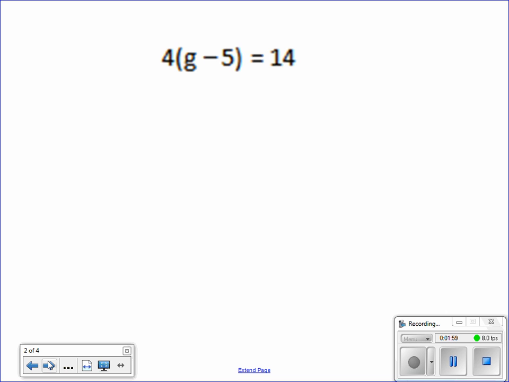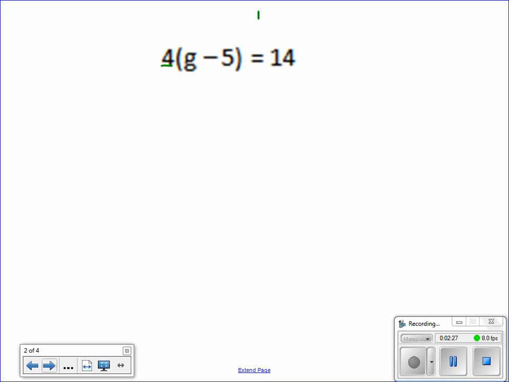All right, I cannot solve this right now because I'd have to simplify what's in the parentheses, and I cannot simplify g minus 5. I don't know what g is. So I really need to get rid of that parentheses. And by the way, you cannot add 5 to both sides right now, because we're not just taking away 5, we're taking away 4 groups of 5. We're taking away 5, taking away 5, taking away 5, taking away 5.